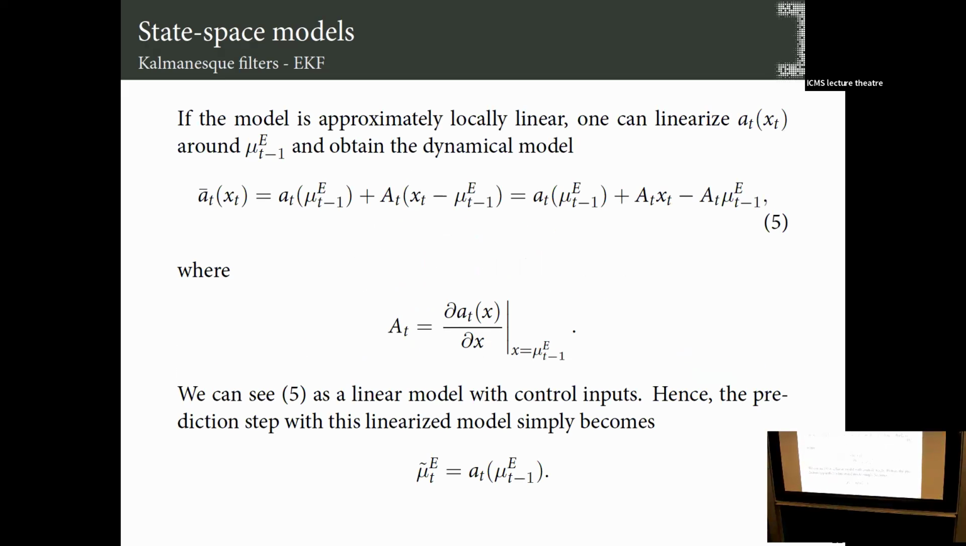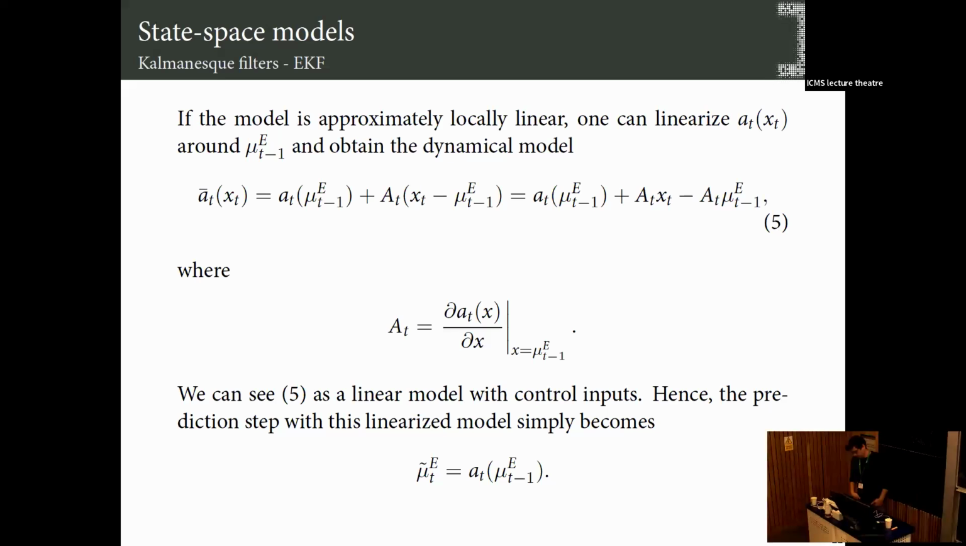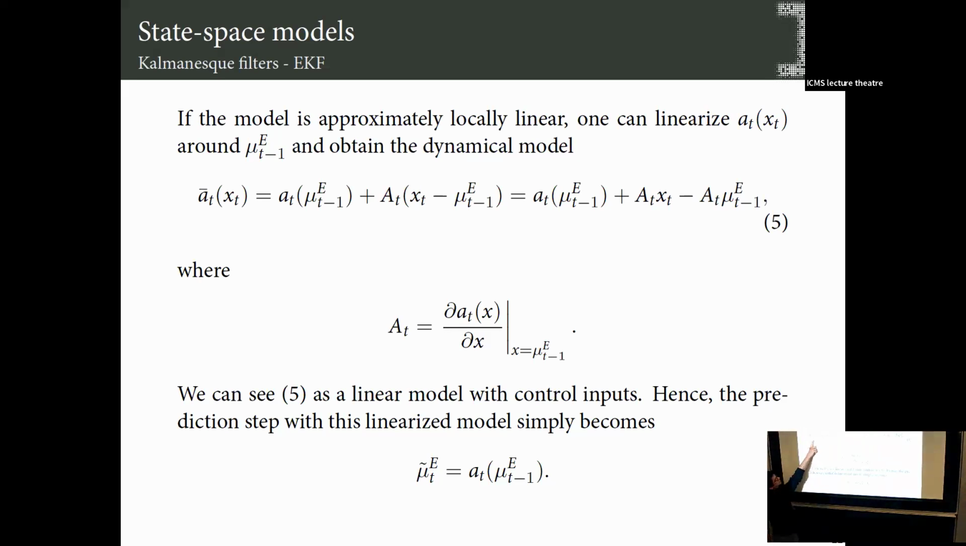And just the idea here is you linearize your function. So how do you linearize? This is sort of a first order approximation to A_t, I guess. Linearize around the previous mean, right? That makes sense because you have to linearize your system. You're at t minus 1. This is sort of a first order Taylor approximation. So this is the first term.